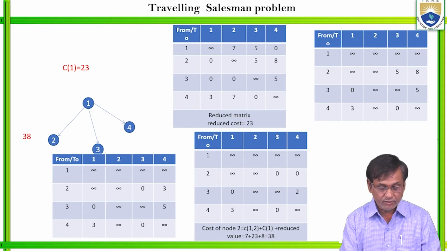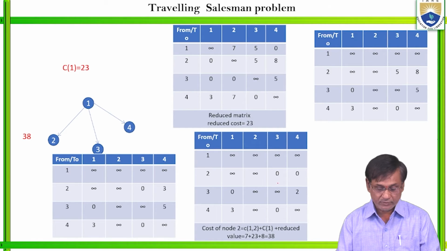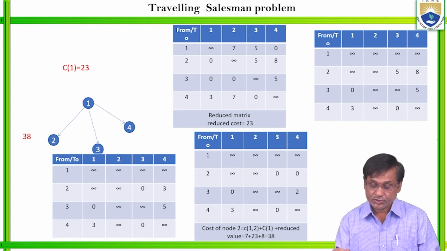The first column will be as it is, the second column will be as it is, and the third column will be as it is. In the fourth column: infinity, 3 minus 3 is 0, 3 minus 3 is 0, and 5 minus 3 is 2. This is 0. So this is the modified matrix.